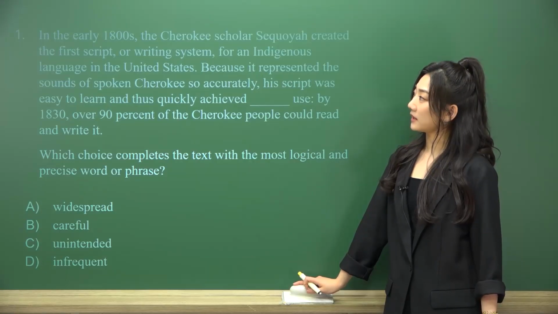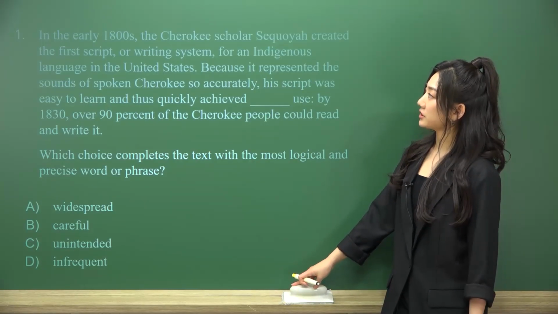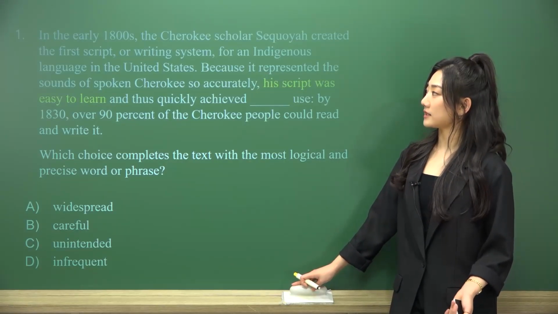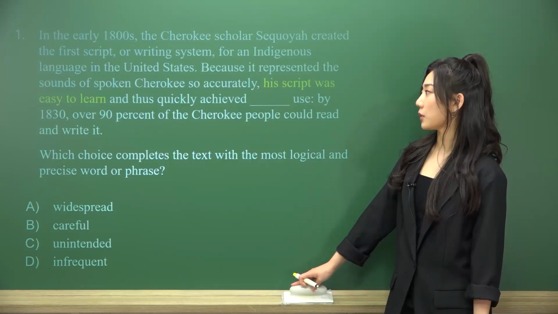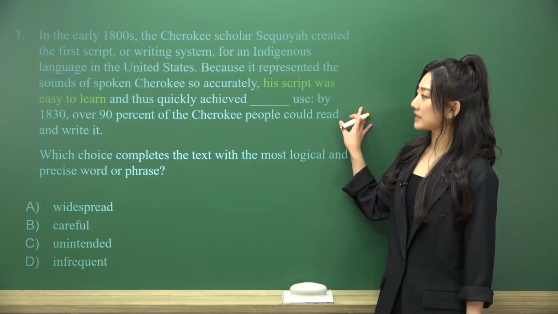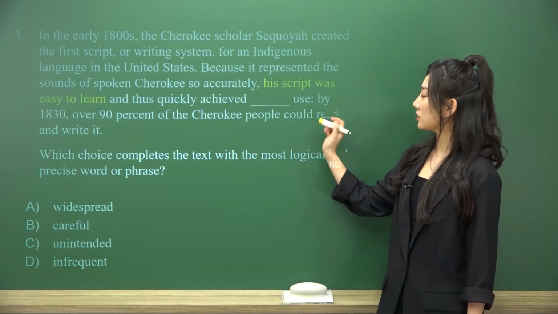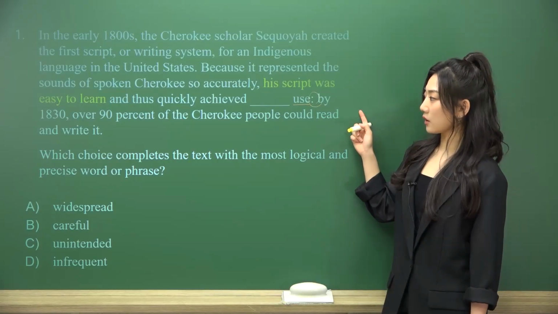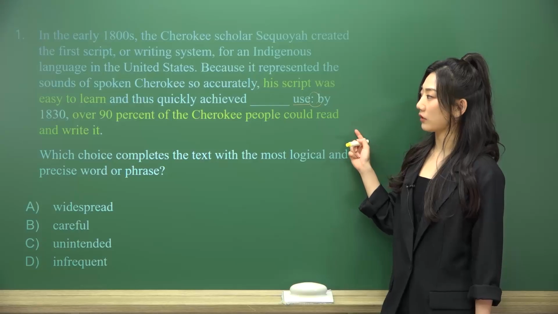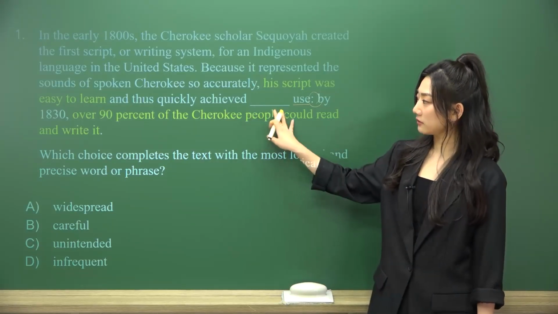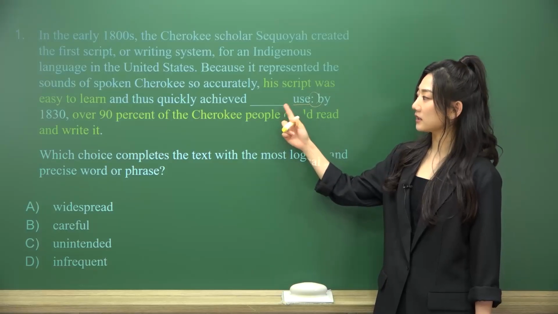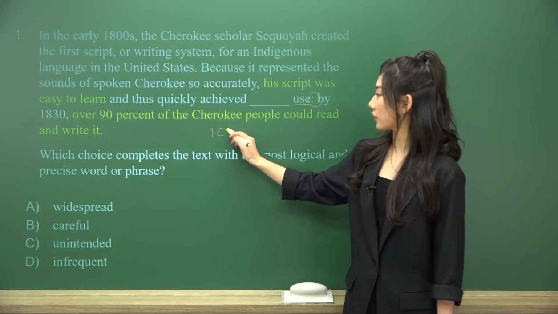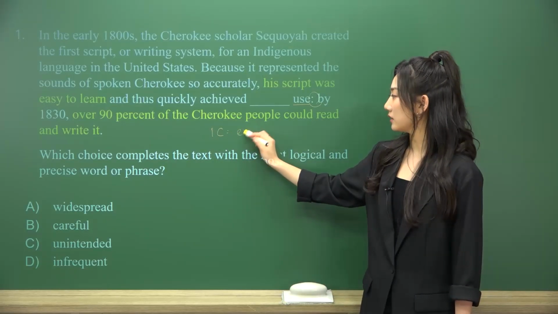Number 1. In the early 1800s, the Cherokee scholar Sequoyah created the first script or writing system for an indigenous language in the United States. Because it represented the sounds of spoken Cherokee so accurately, his script was easy to learn and thus quickly achieved blank use. And then here we have our little colon. By 1830, over 90% of the Cherokee people could read and write it. So our word here, after achieved, needs to be kind of showing this example. Remember, the use of a colon is I see colon example.